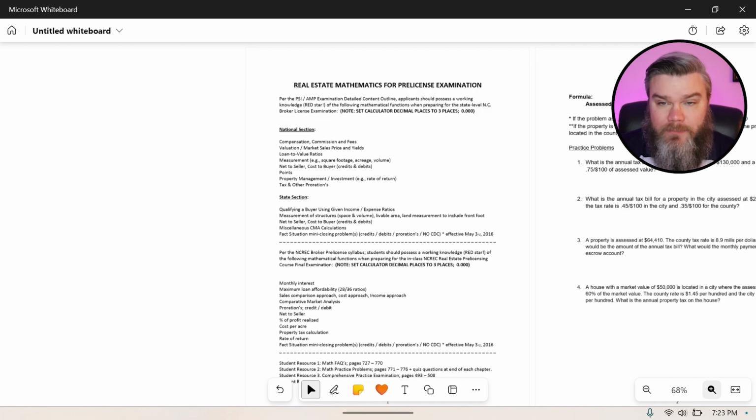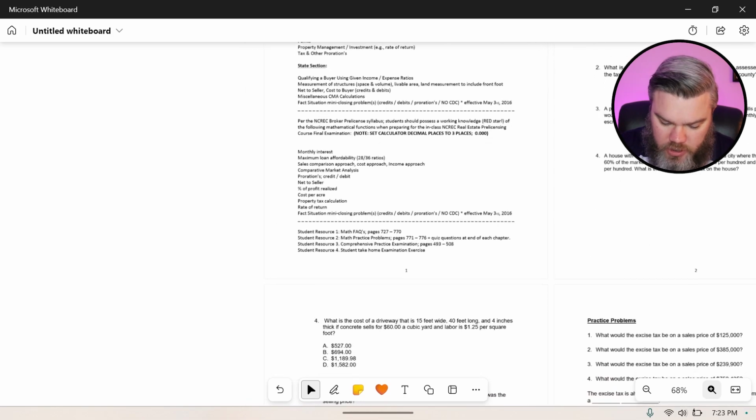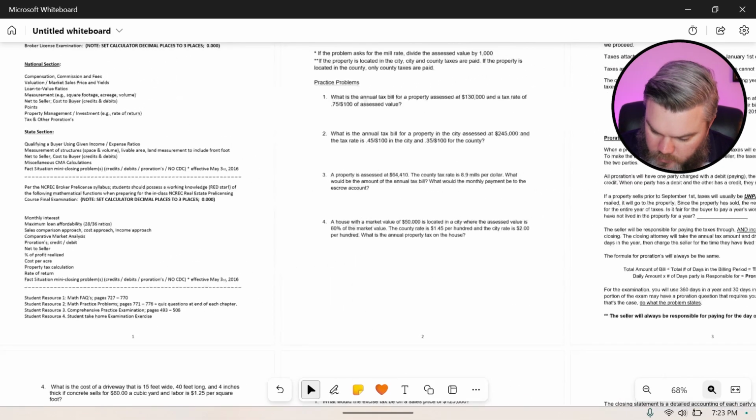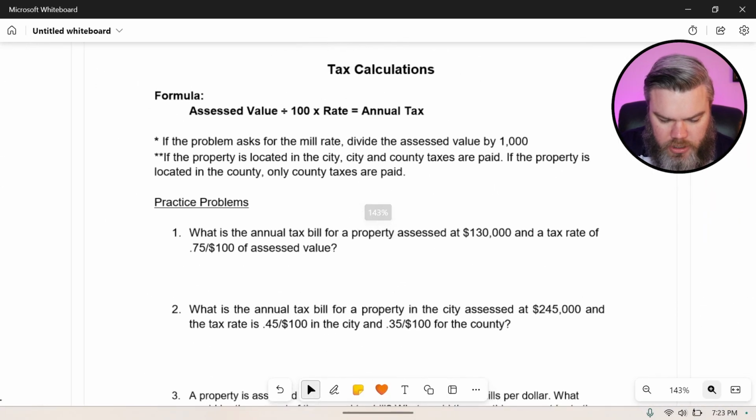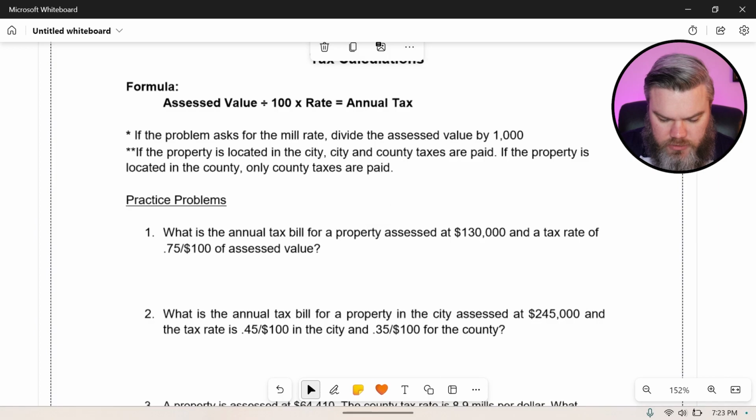Points, percentages, property management, investment, percentages, and then tax and other prorations, some rates, some percentages. So it all really comes into play with a similar kind of feel, okay? It's basically the same math concept rehashed time and time again with different numbers, different plugins. So let's start with page 2, taxes, okay? I'm going to show you how to work this out and give you the answers here.